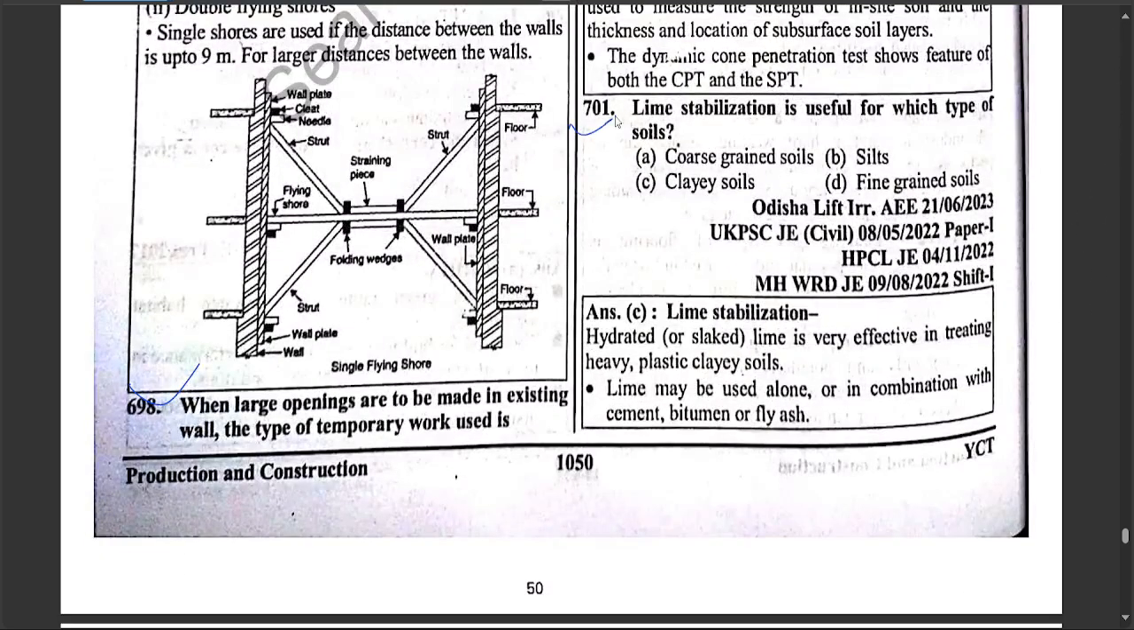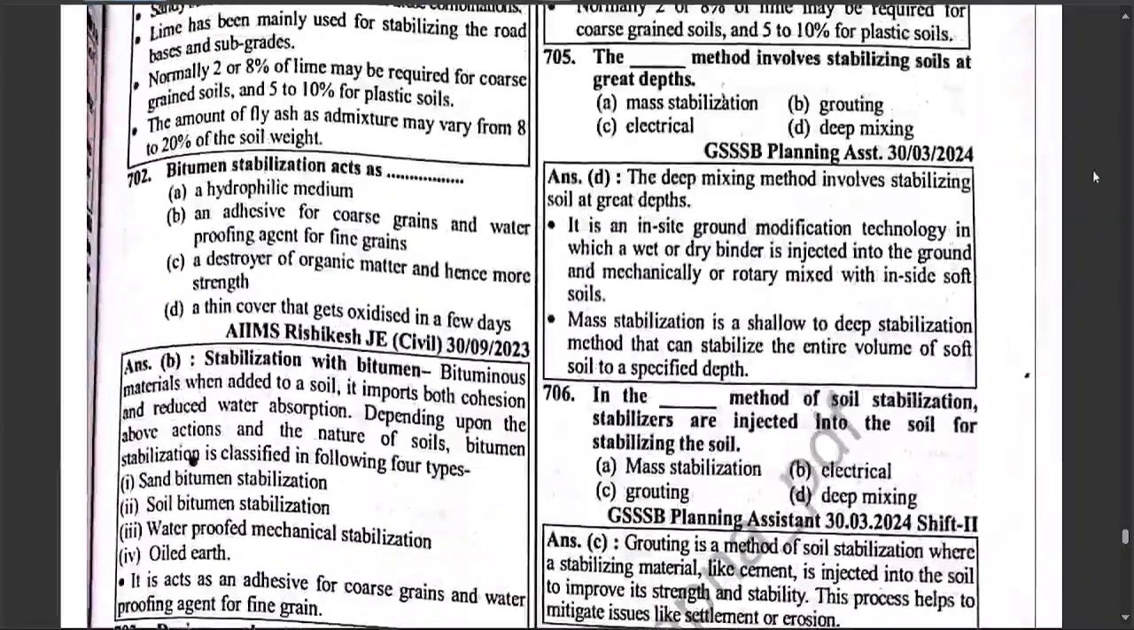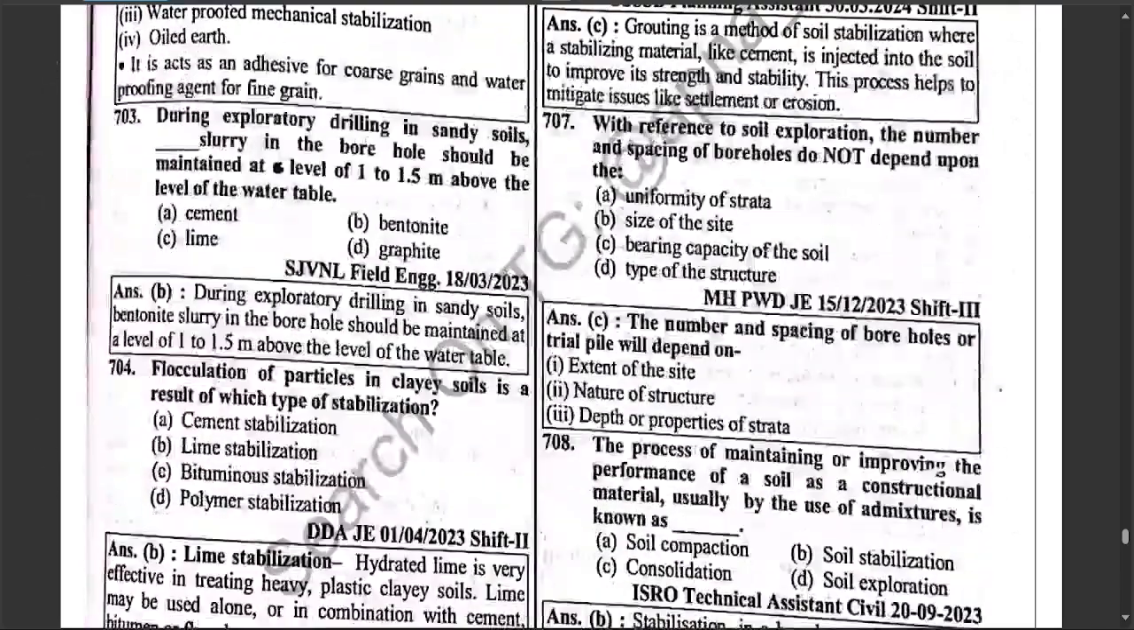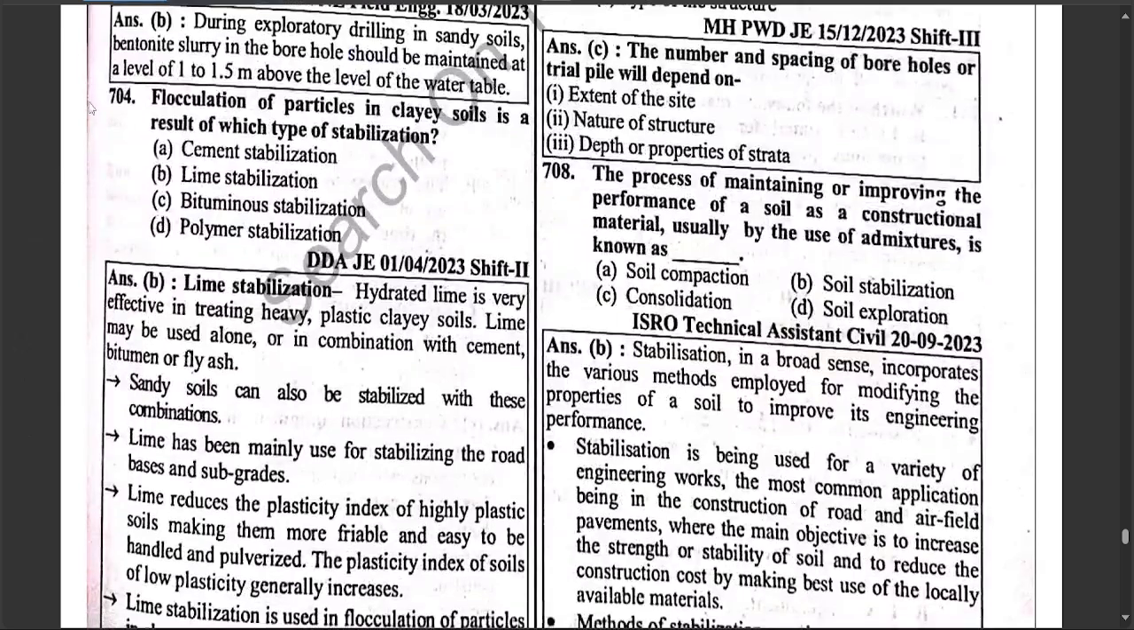Lime stabilization is useful for which type of soil? Clay soil. Bitumen stabilization acts as an adhesive for coarse grain soil and a waterproofing agent for fine grain soil. During exploratory drilling in sandy soil, the slurry in the borehole should be maintained at a level of 1 to 1.5 meters above the level of the water table, which is bentonite. Flocculation of the particles in clay soil is the result of which type of stabilization?